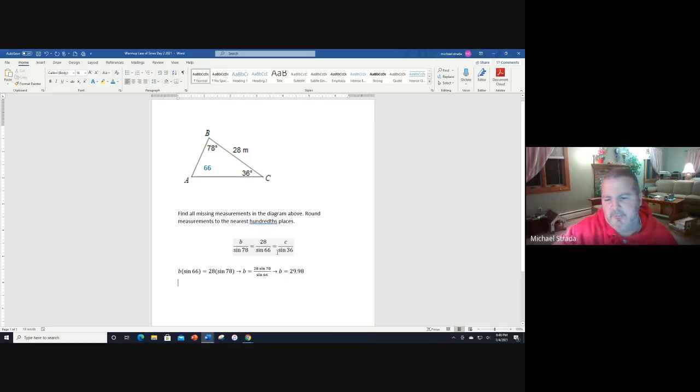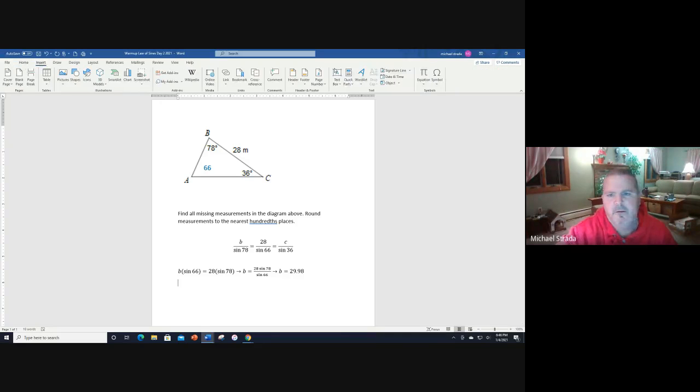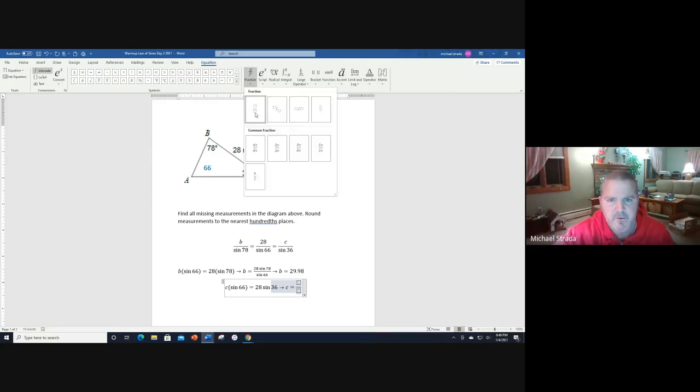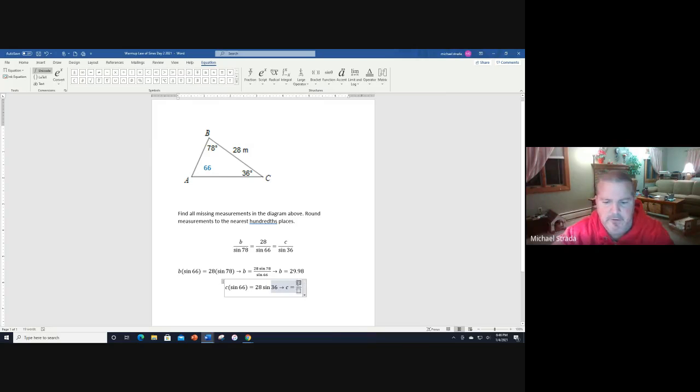And then do the same thing to get C. C is going to be multiplied by the sine of 66 again. This time it's going to be 28 times the sine of 36 when we cross multiply. I'm then going to divide both sides by the sine of 66. So C equals 28 sine 36 divided by the sine of 66.